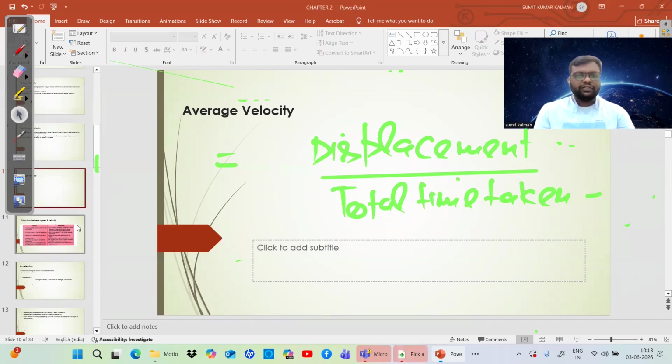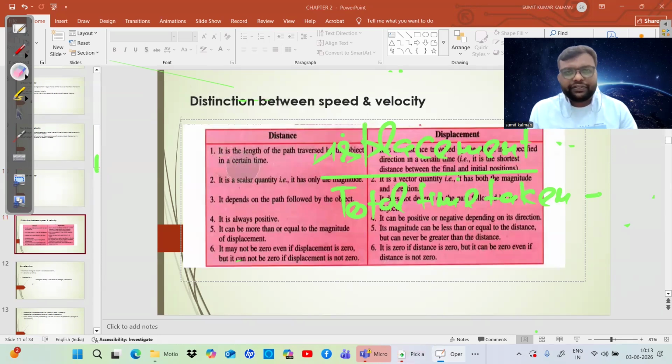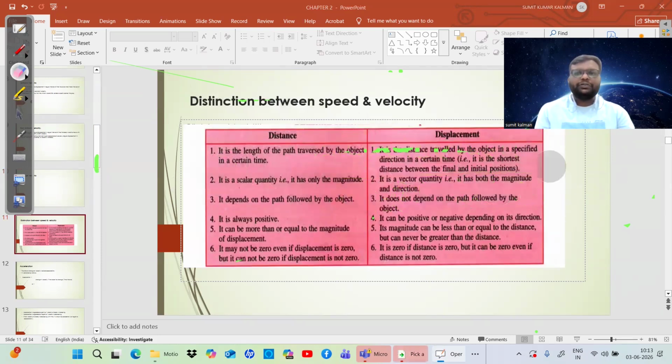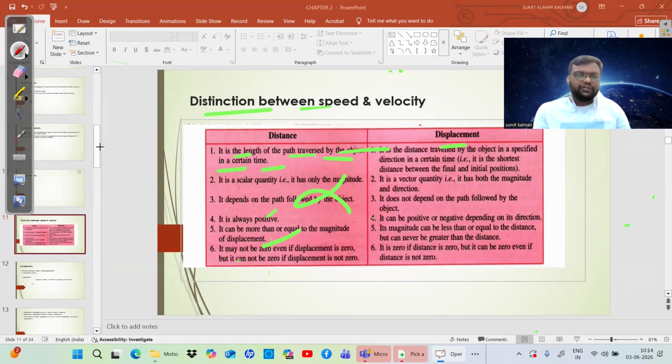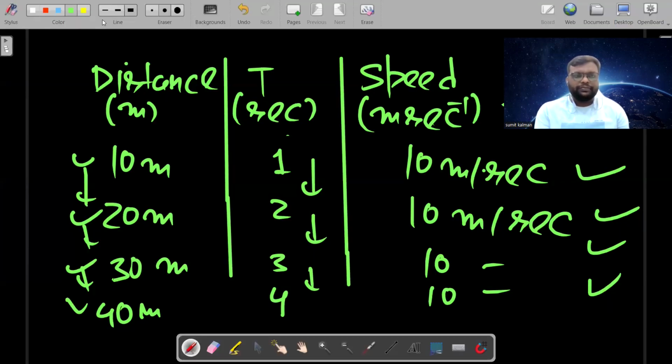Next, students, is the difference between speed and velocity. It is also very important. It can come in your school examinations. Distance is the length of the path travelled by the object in a certain time. Sorry, I made one mistake. Here I have uploaded the difference between distance and displacement. So just let it be, anyway. We'll see.